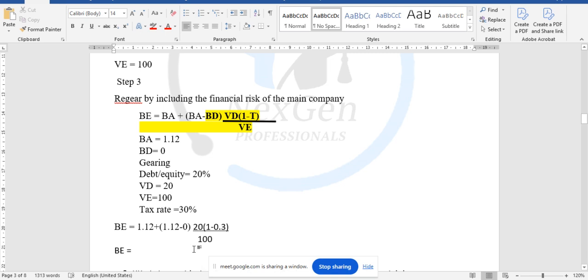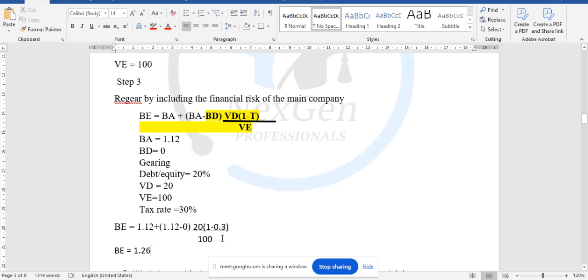Since we are using three decimals, right? You can use 1.12, right? Or 1.13. 1.12. Okay, it's fine. So I'm getting 1.26.